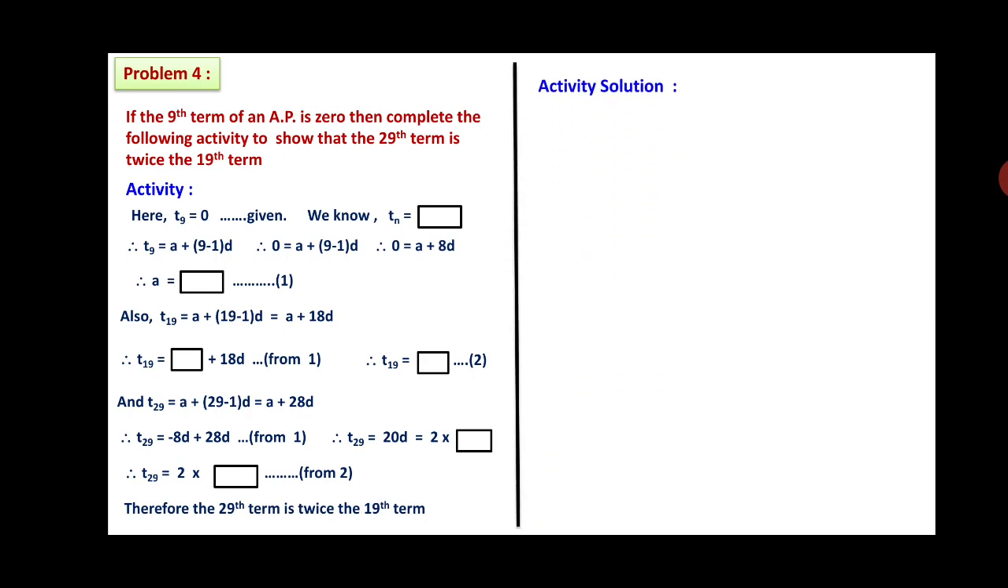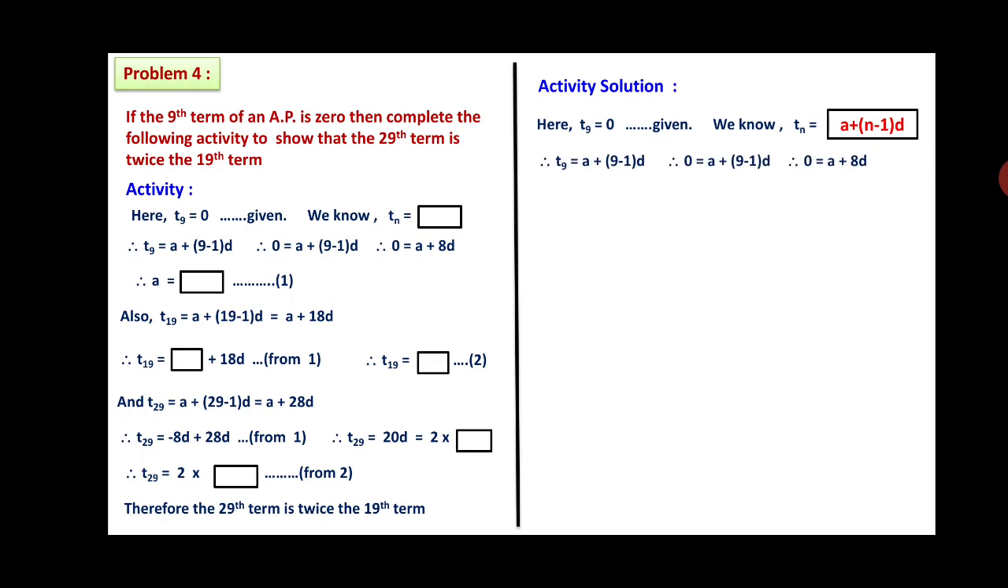So, we'll try with the activity solution. Friends, here T9 is equal to 0, given. Therefore, we can write Tn. For the solution, the formula you have to write here for finding the solution. Tn is equal to A plus n minus 1 into D in the box. So, T9 is equal to A plus 9 minus 1 into D. Therefore, 0 is equal to A plus 9 minus 1 into D. 0 is equal to A plus 8D. So, this 8D goes to the left, it will become minus 8D is equal to A, that is A is equal to minus 8D.